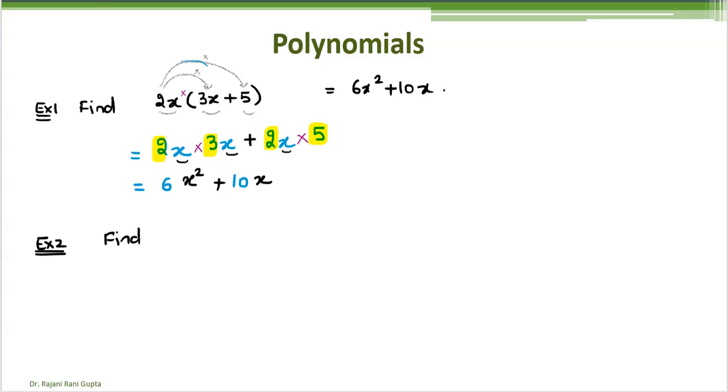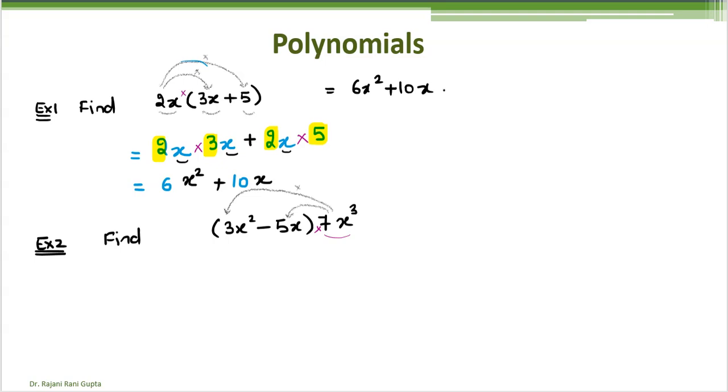Find the product of, say, 3x squared minus 5x multiplied with 7x cubed. Here, yes, it is possible that you have the number on the right side of the bracket. Again, the process is the same, the multiplication is the same. So what you will be doing, you are multiplying 7x cubed with 3x squared as well as with 5x.